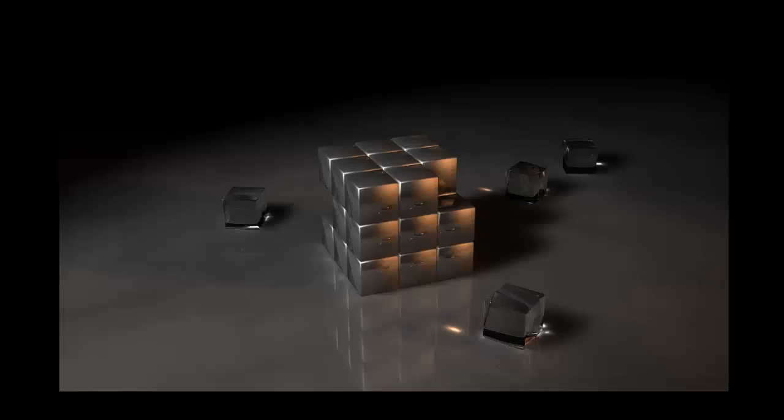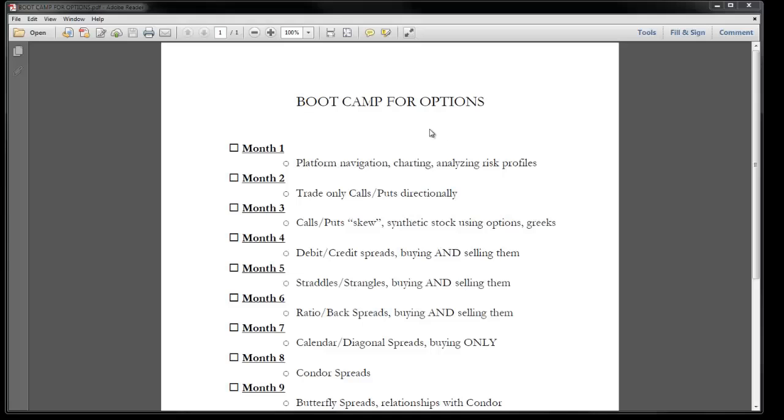Where are we at here? Why is this not? There we go. Boot camp section right here, and this is where I'm at. Trading only calls and puts directionally. All right, directionally is the key thing.